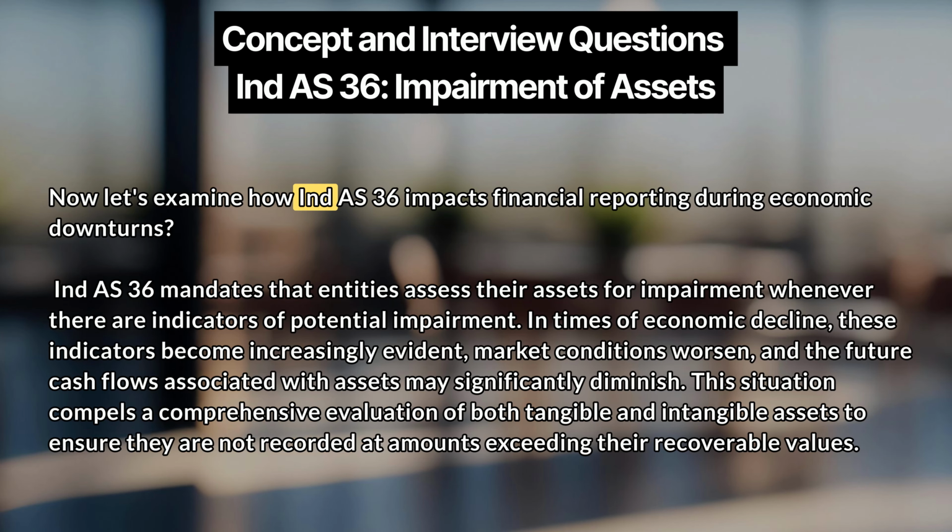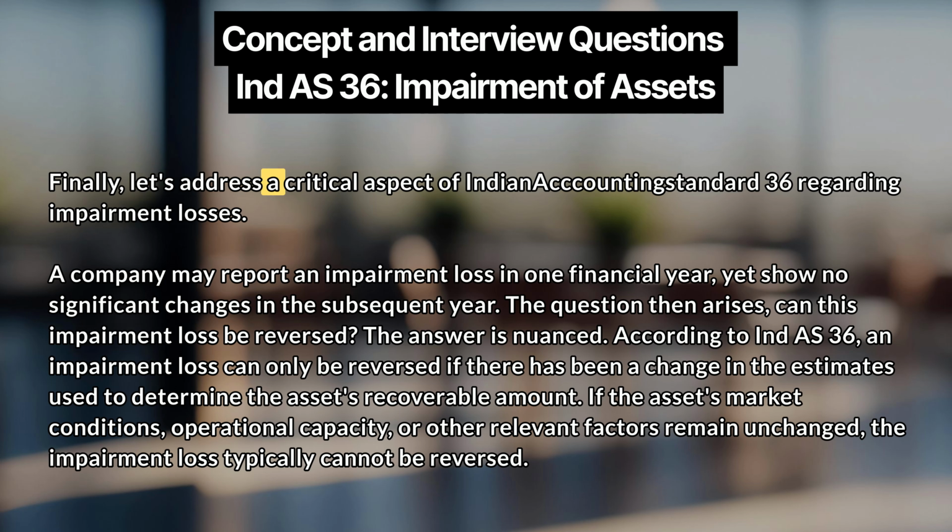Now, let's examine how IND AS 36 impacts financial reporting during economic downturns. IND AS 36 mandates that entities assess their assets for impairment whenever there are indicators of potential impairment. In times of economic decline, these indicators become increasingly evident. Market conditions worsen, and the future cash flows associated with assets may significantly diminish. This situation compels a comprehensive evaluation of both tangible and intangible assets to ensure they are not recorded at amounts exceeding their recoverable values.